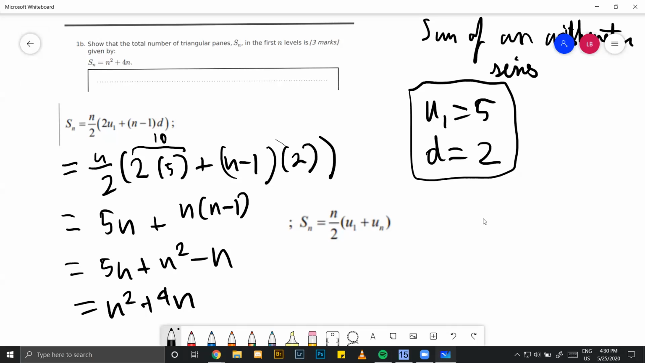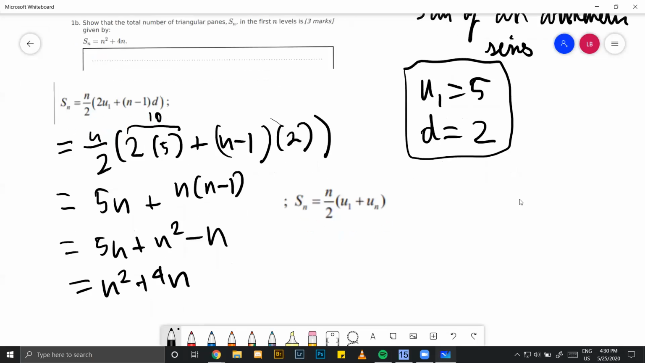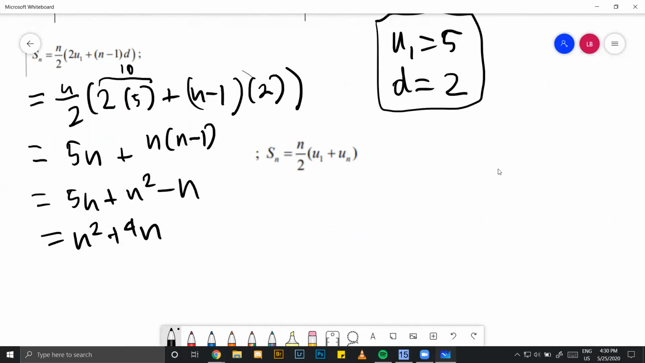So this is the algebra I use for this. But that's using specifically this formula over here. The Sn is equal to n over 2, and that's the expanded version. But note how there's another formula over here, and you can use that one as well, and it's going to give you the same result. I'll show you that just now.